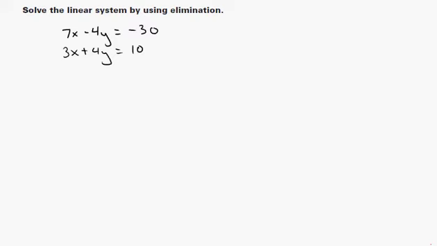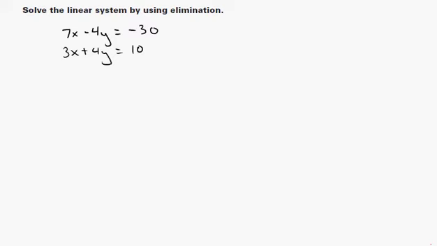Alright, in this video we're going to try to solve a linear system by using the elimination method. And you're probably asking yourself, well, what is the elimination method? Well, we use the elimination method to hopefully eliminate one of the variables in our linear equation, so we have a simple one variable equation that we can solve usually with one step.